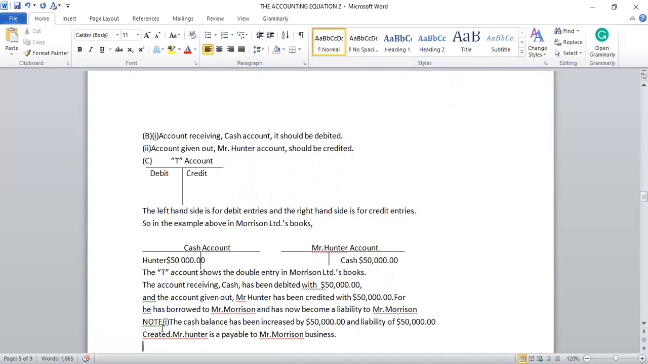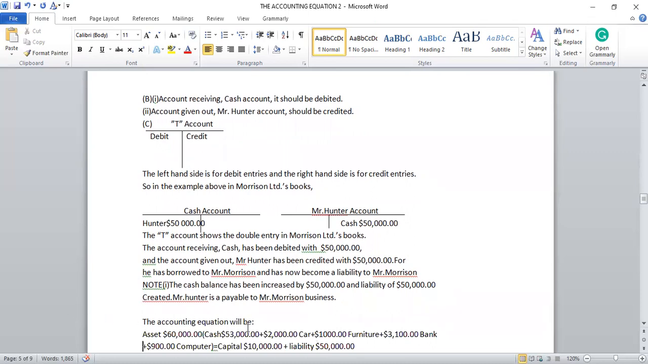So note, the cash balance has been increased by $50,000 and the liability of $50,000 created. Why? Because Mr. Hunter is a payable to Mr. Morrison's business. As I said, because he's a third party who borrowed money to the business, he's now a liability to the company or a payable to the company.